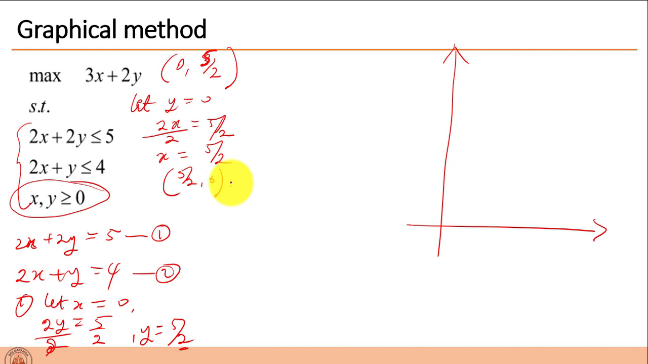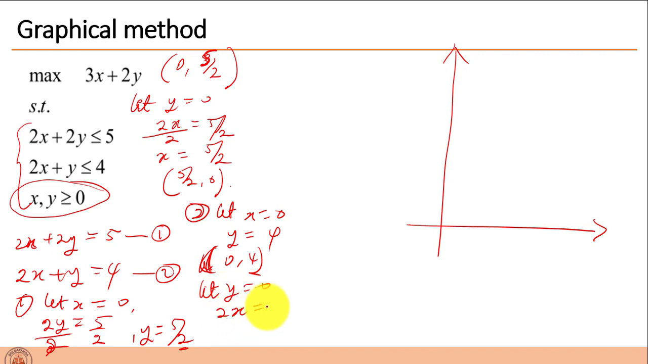Let's get a second one. On equation 2, let x equal 0, so that we have y equals 4. Our coordinate there will be 0, 4. Again, on the second equation, let y equal 0, then 2x equals 4, divide by 2, divide by 2, and our x equals 2. So our coordinates are 2, 0. So we have 4 coordinates now, 2 for each equation.